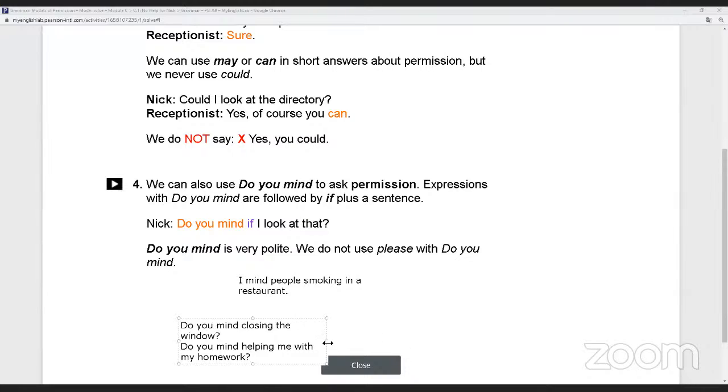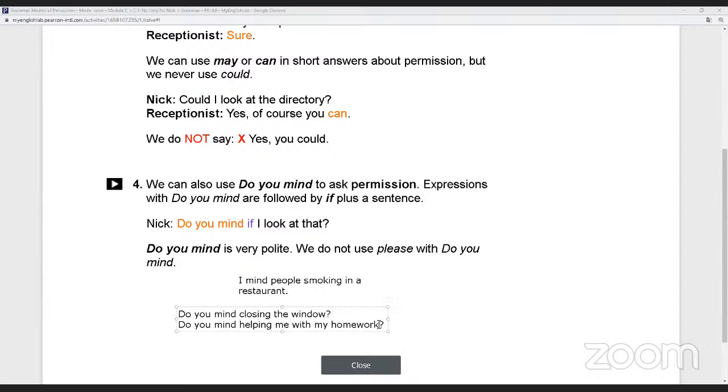Okay, something important about this, it's not part of the lesson, but as extra information: homework is uncountable. So it will be wrong if you say "homeworks" with an S. It's incorrect because it's uncountable. Take care about that part. The other day, we had a confusion with one of my students.